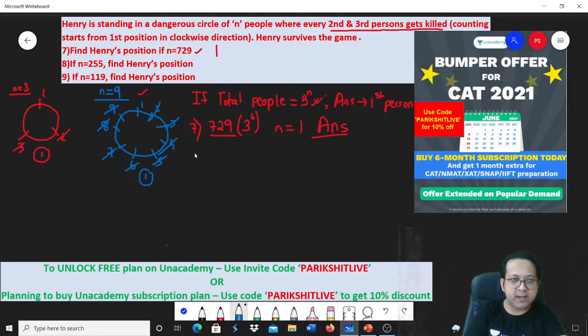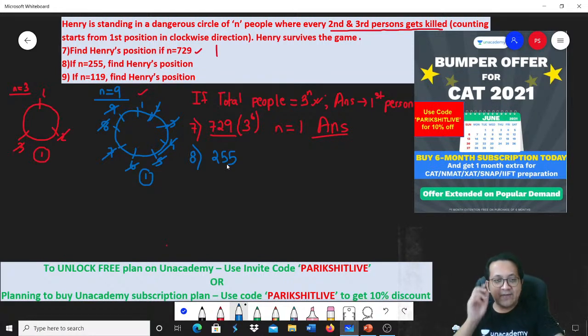Let's look at the next one, number 8. 255. That's the problem: 255 is not a power of 3. What is the nearest power of 3? I want to make it a power of 3, because the moment it is a power of 3, the answer will be the first person. 255 is not a power of 3, but 243 is, 3 to the power 5.